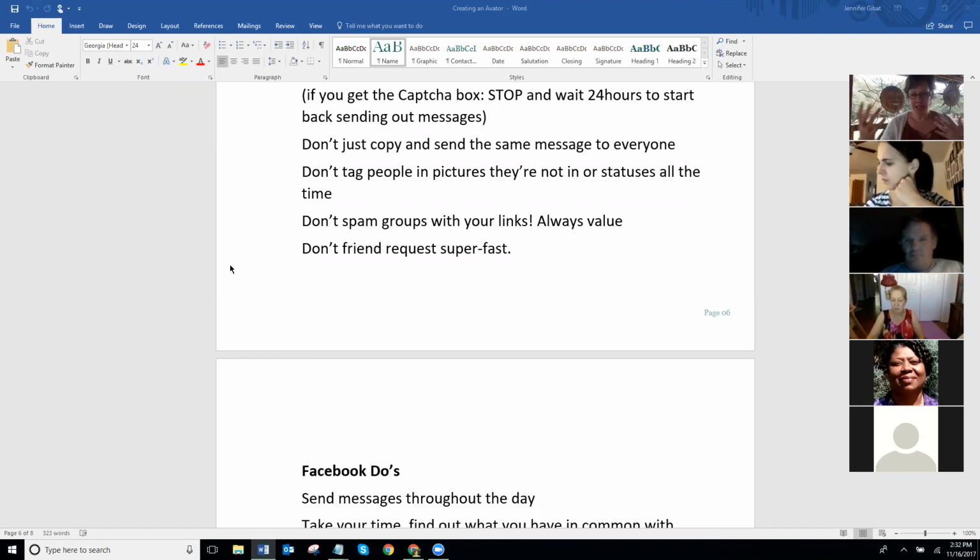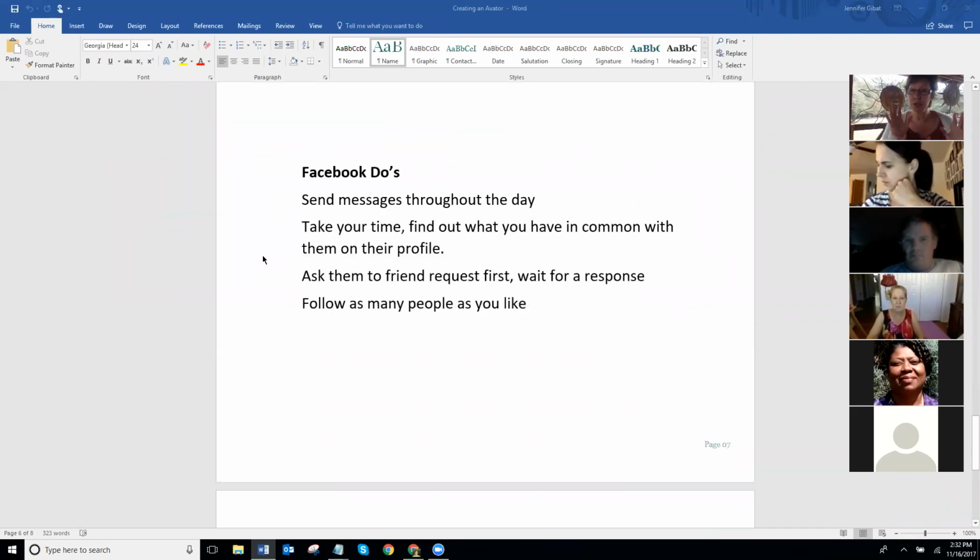Okay. And again, don't go super fast on the friend requests. So what to do? Send messages throughout the day. If you do it slowly, you have an endless abundance of people to target. And also, this is your best friend. This is how you get around Facebook, and you never get the gotcha box if you use your phone when you're messaging. So just a little FYI for you.